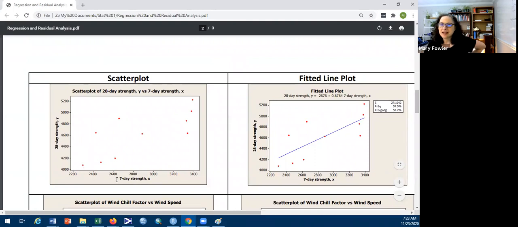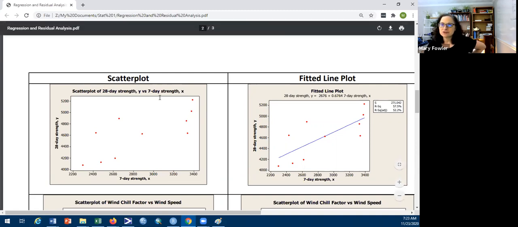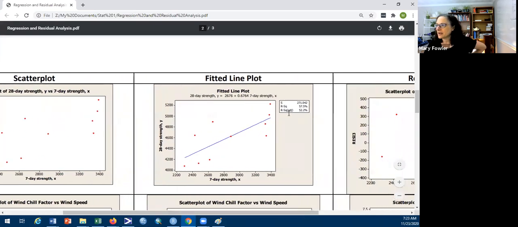Concrete is poured, and the strength of the concrete is measured at 7 days and at 28 days. And so we're interested in the relationship between the strength at 7 days and the strength at 28 days. Okay, so these are our data points, and over here, this is our fitted line plot.